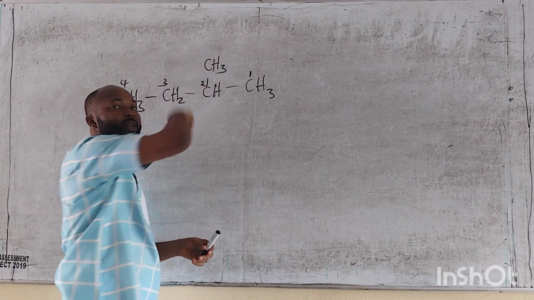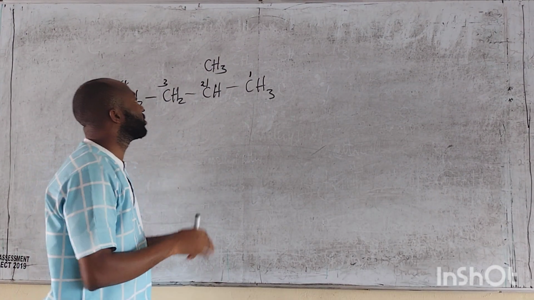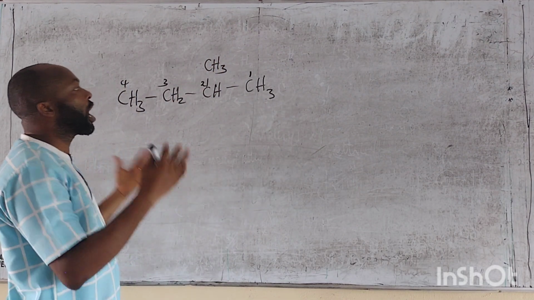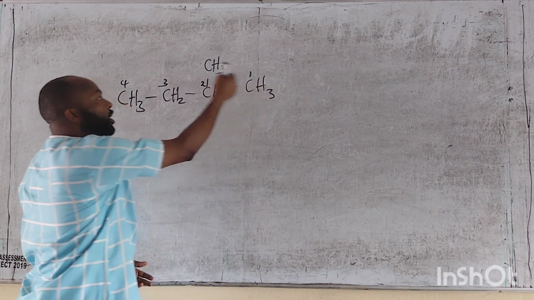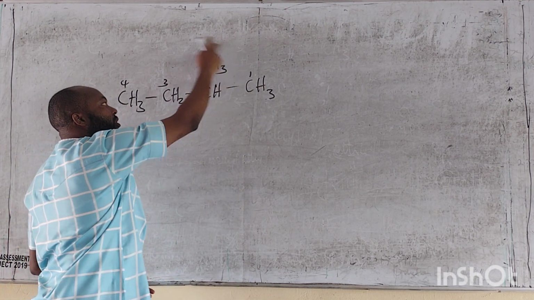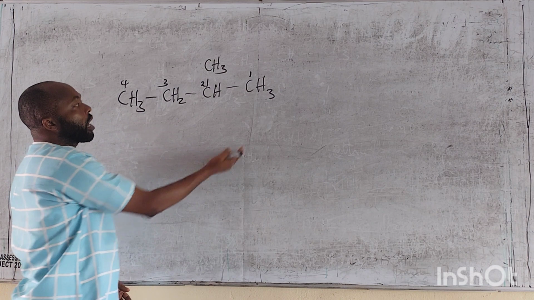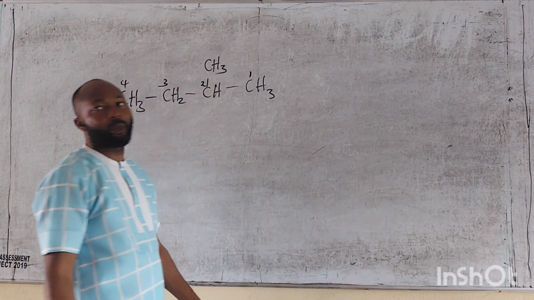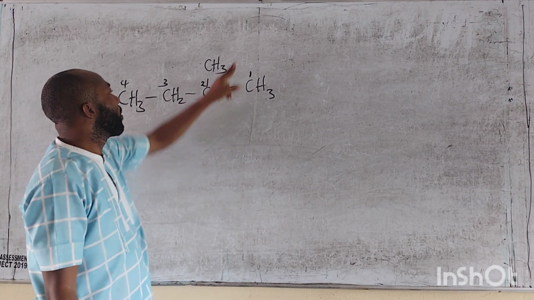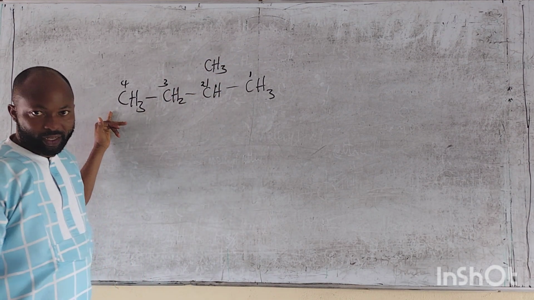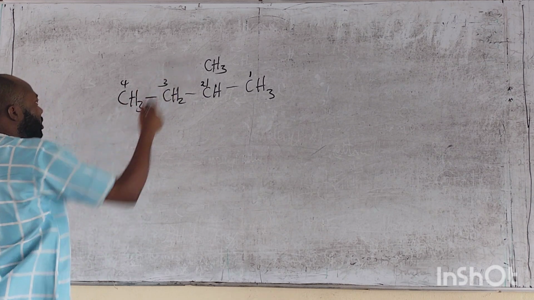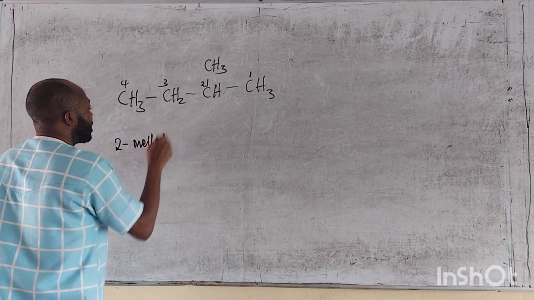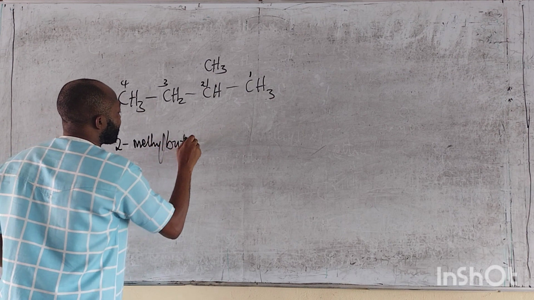What's the name of CH3? Methyl. Good. So the substituent name is what? Methyl. So now I would want to name it. We say 2-methyl butane. In carbon 2, I have a methyl attached to it out of the 4 carbon atoms. So this becomes 2-methyl butane. So by so doing, we have just named this one as 2-methyl butane.